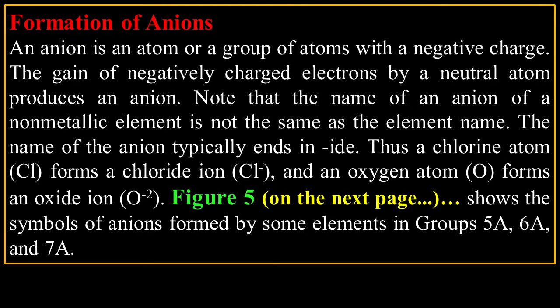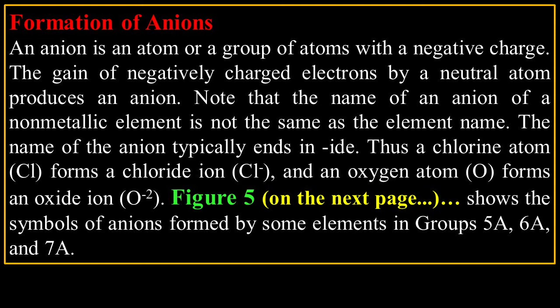An anion is an atom or a group of atoms with a negative charge. The gain of negatively charged electrons by a neutral atom produces an anion. Note that the name of an anion of a nonmetallic element is not the same as the element name. The name of an anion typically ends in -ide. We'll see that with nomenclature. That's very important. Thus, a chlorine atom, Cl, forms a chloride ion, Cl-, and an oxygen atom forms an oxide ion, O2-.